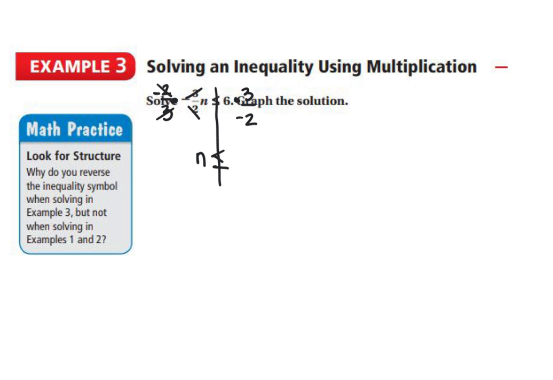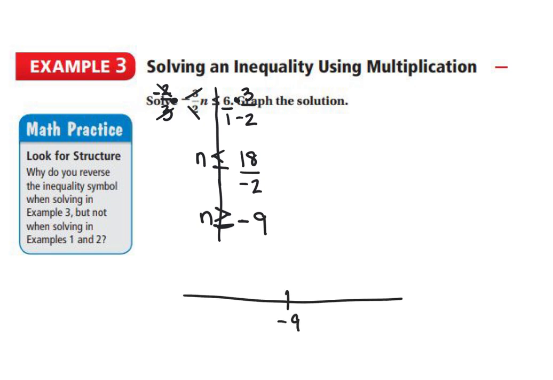On the right side, we're going to take 6 over 1 and multiply it times 3 over negative 2. 6 times 3 is 18. 1 times negative 2 is negative 2. 18 divided by negative 2 is negative 9, and because we divided by the negative, our inequality symbol must flip, going the other way. So now when we graph this, we'll have a filled in circle. N is going to be equal to, so filled in, or greater than negative 9.